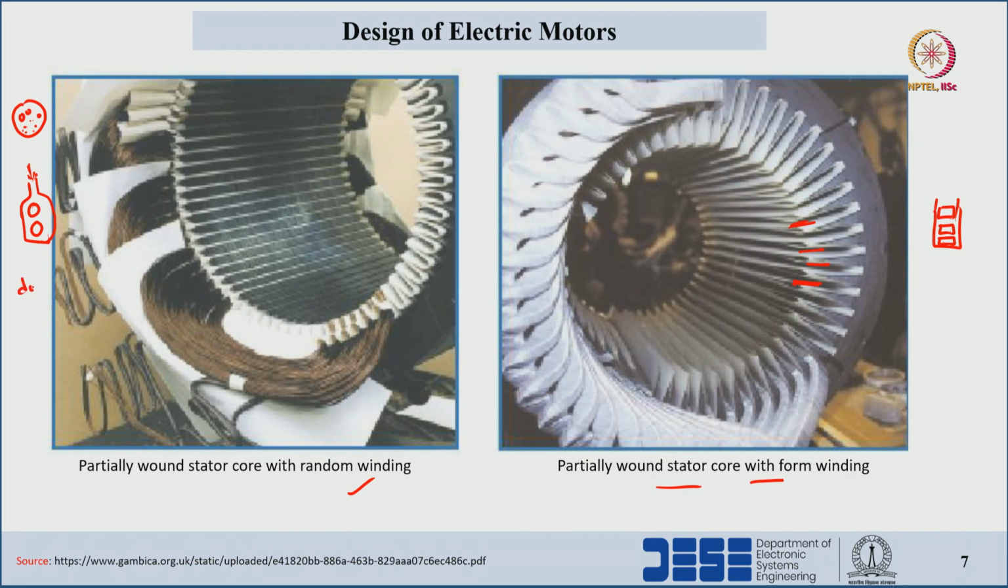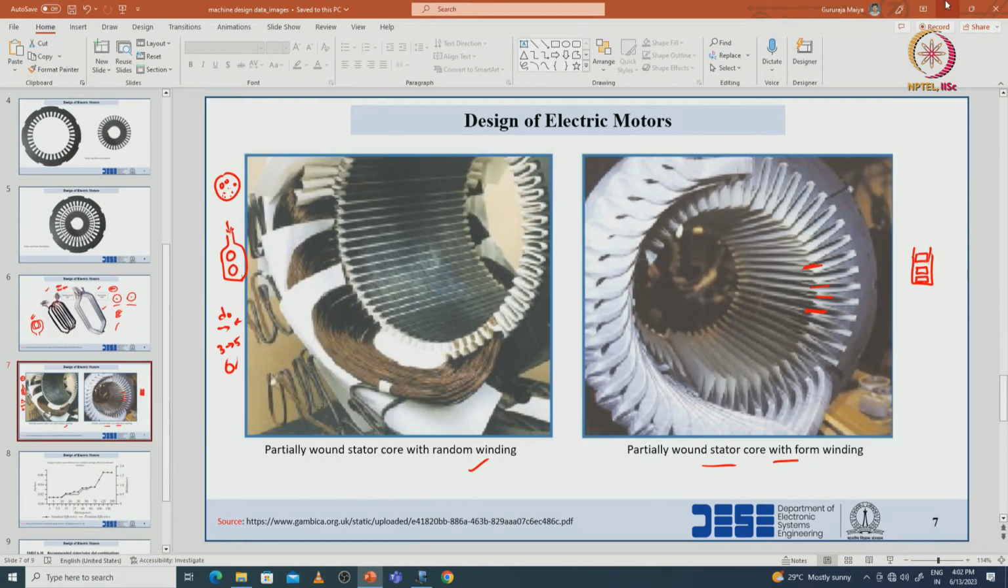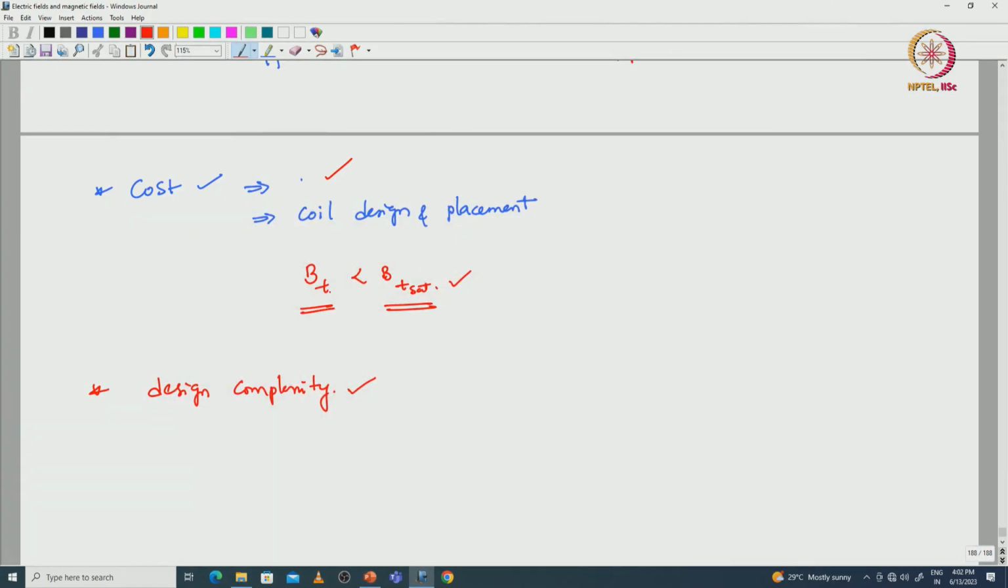Here the slot opening D naught will be 3 to 5 times the conductor diameter. Okay. So, this is the design complexity with respect to the random wound coils placement and form wound coils placement.